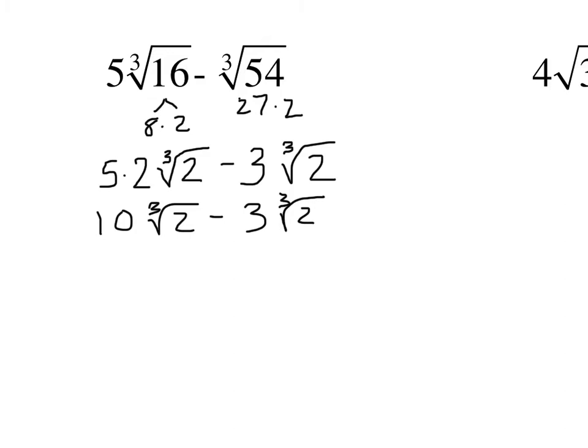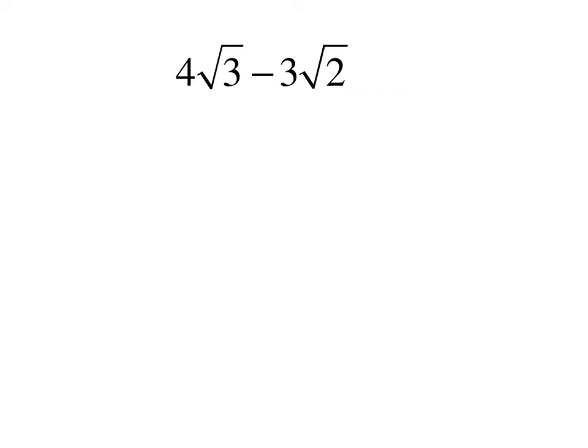10 minus 3 is 7, so we have 7 of those cube root of 2's. That's our solution. So we had to simplify each radical before we could combine the like terms.